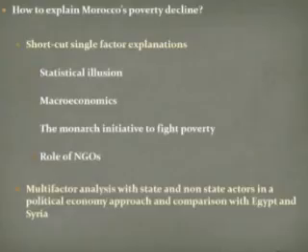The third explanation is the monarch initiative to fight poverty. Some told me that it's the King's initiative. This is also not a convincing explanation for two reasons. The first reason is the data on poverty is on 2007-2008. The King's initiative started at the end of 2006, so it's too early for this initiative to produce such a big effect on poverty.